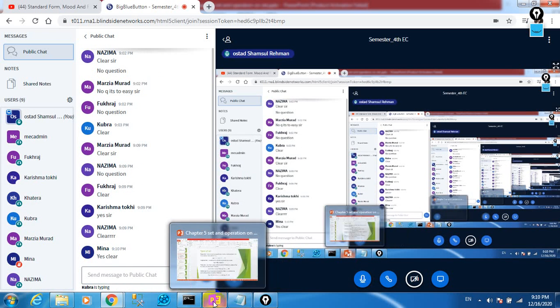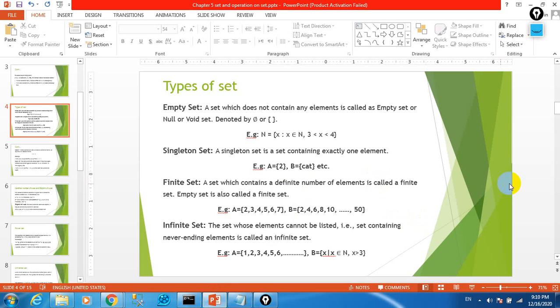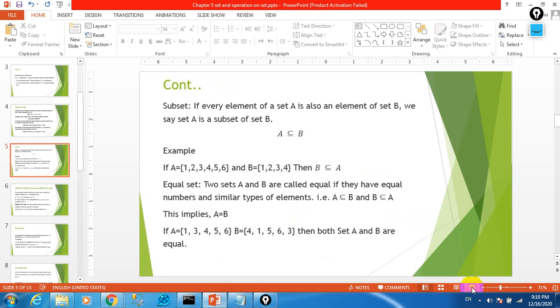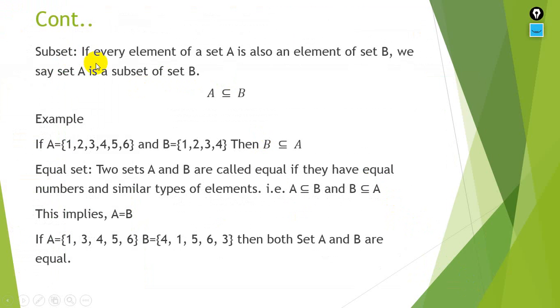Clear, yes sir, clear. Okay, so next we have some other types of set. What are those types? Look at this: subset. If every element of a set A is an element of set B, we say set A is a subset of set B. This is very important. Subset and superset are very important, so you should learn these. Mostly these will be used in probability when we are solving probability questions.